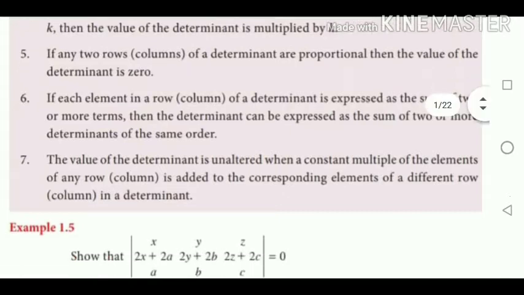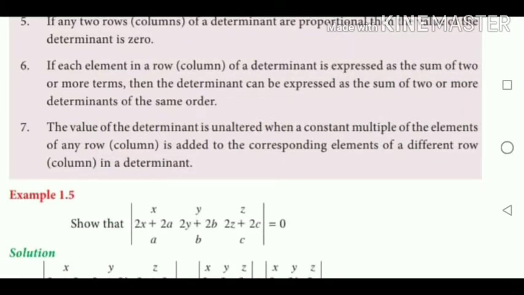Then the sixth property: if each element in a row or a column of a determinant is expressed as the sum of two or more terms, then the determinant can be expressed as the sum of two or more determinants of the same order. That is, if they are given as x plus a, 2, like that, you may separate it. Okay, x 2 3 in one matrix and a 2 3 in another matrix. We will see these things in the next examples. Okay, example 1.5 is about the sixth property.